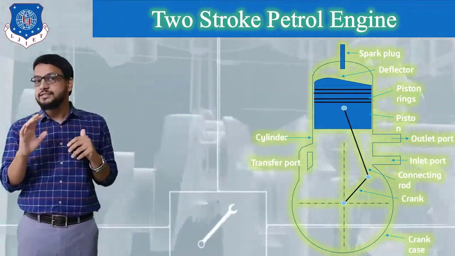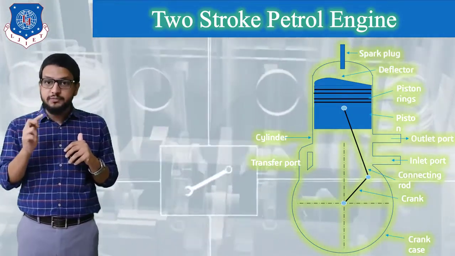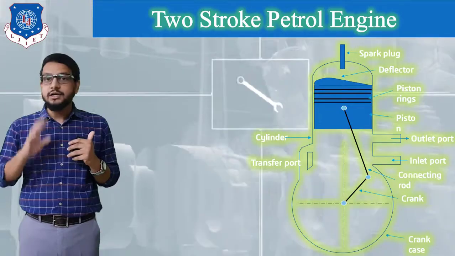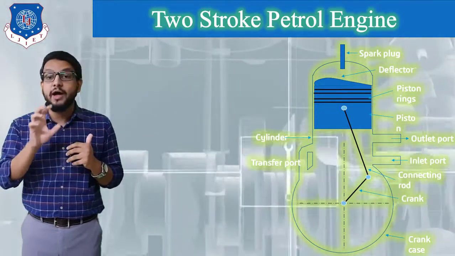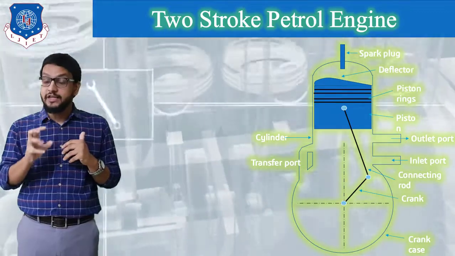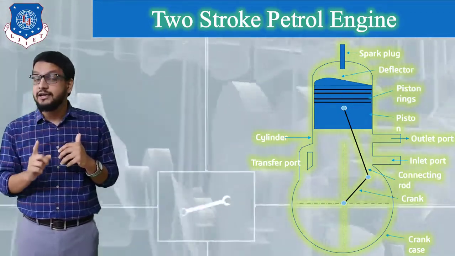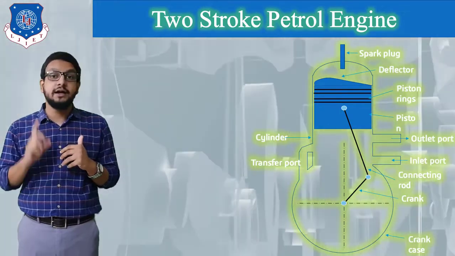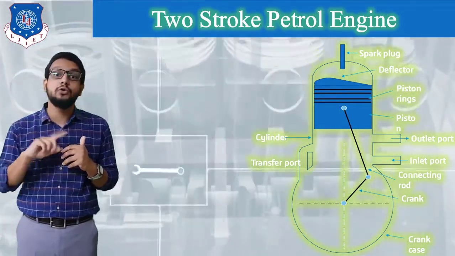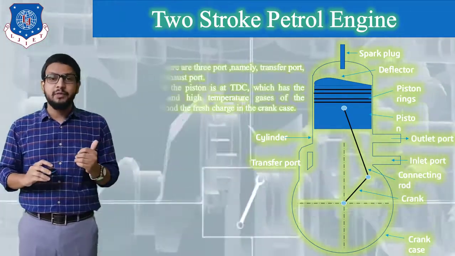The next most important thing is that since in one stroke two processes will be performed, on the bottom side of the piston, air and petrol mixture will also enter into the crankcase. That is the housing which is covering the crankshaft and crank. So in this case it is required that our crankcase should be hermetically sealed. That is, it should be airtight. There should be no leakage from the crankcase. Okay, so now let's begin.